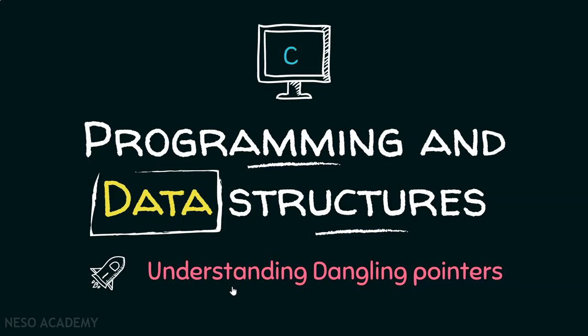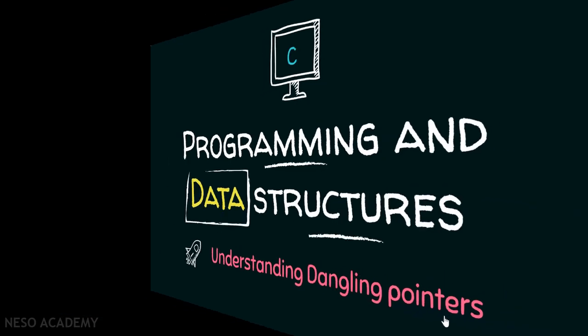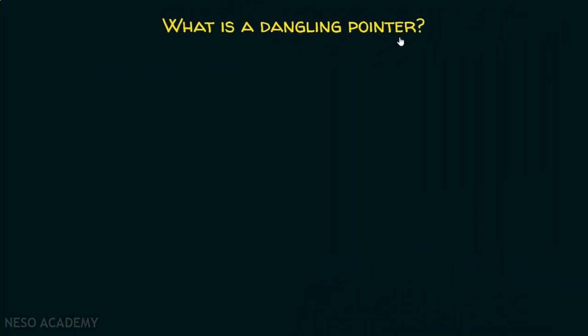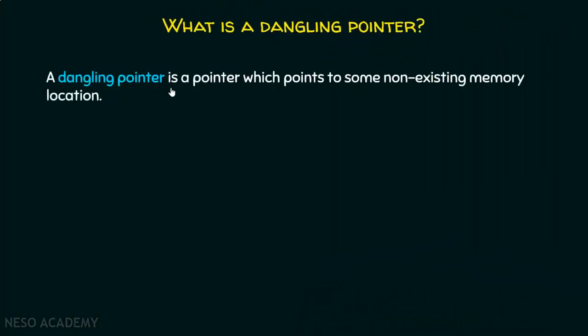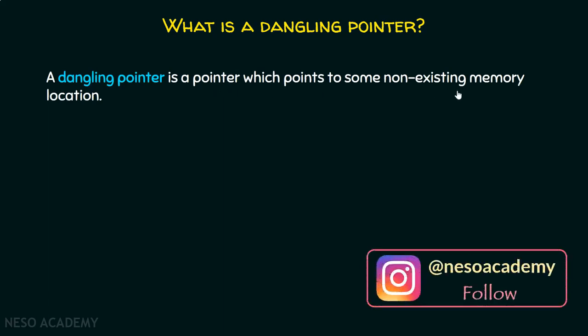In this presentation, we will try to understand what are dangling pointers. So let's get started. What is a dangling pointer, by the way? A dangling pointer is a pointer which points to some non-existing memory location. It is a special type of pointer which points to some non-existing memory location.